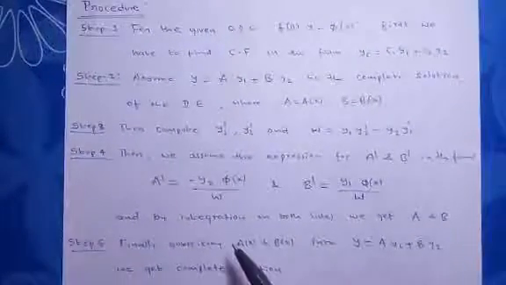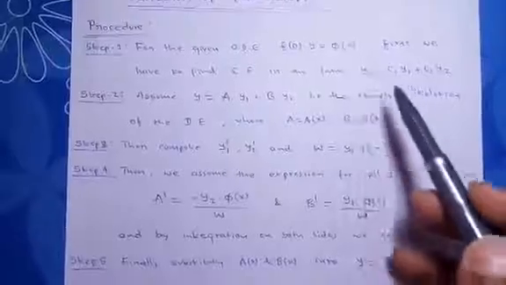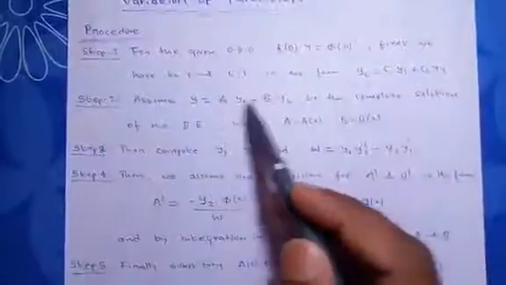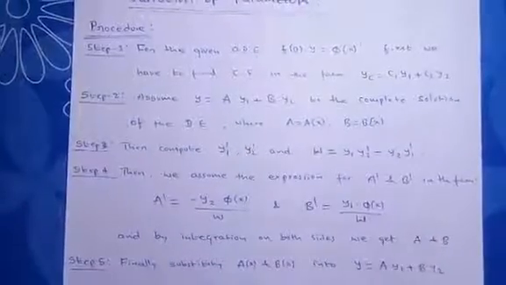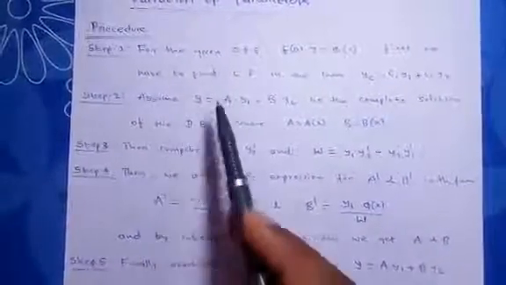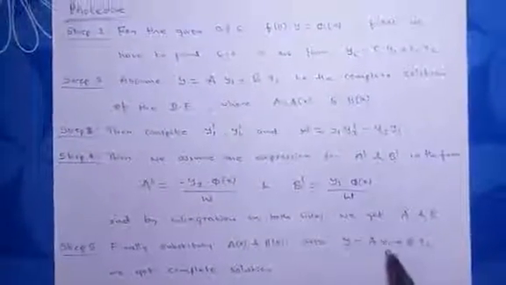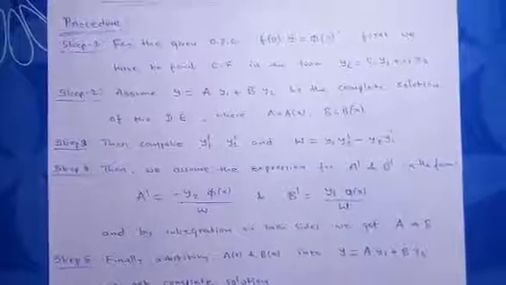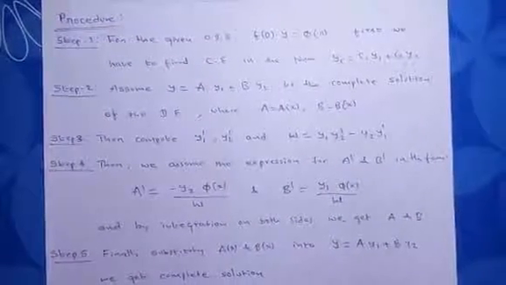This method is called variation of parameter because we are replacing unknown constants by functions of x, functions of the independent variable, and by finding these functions we are obtaining the complete solution of the given differential equation. Therefore, it is called variation of parameter.